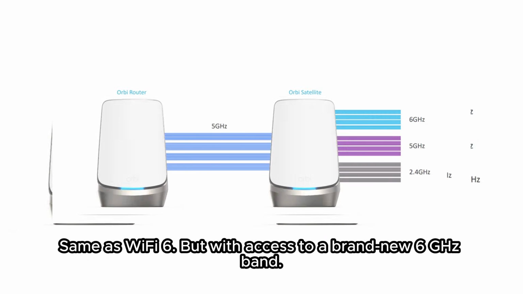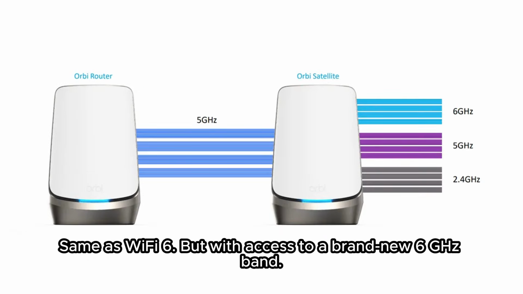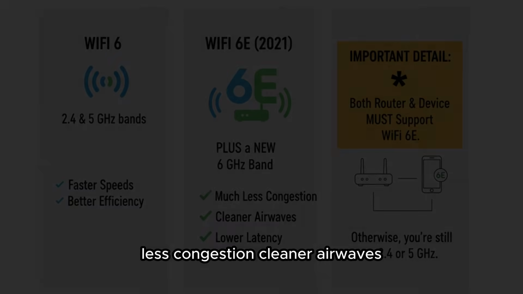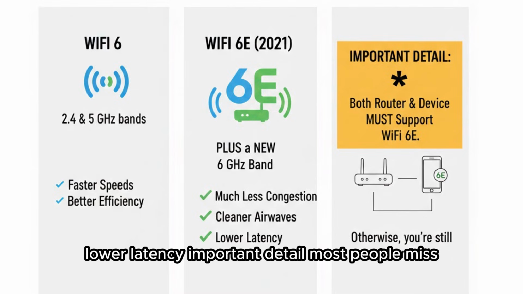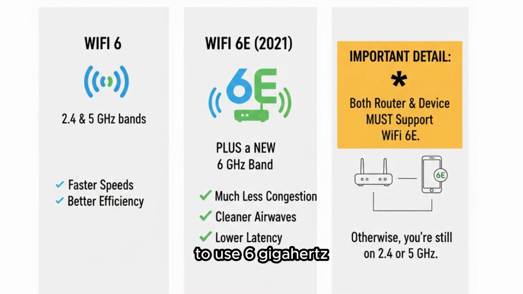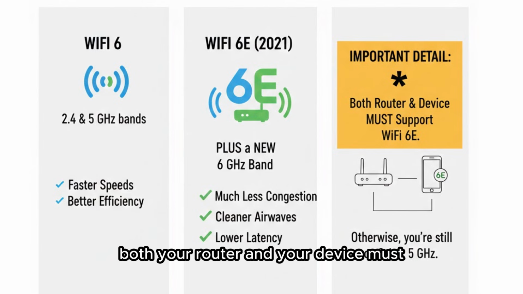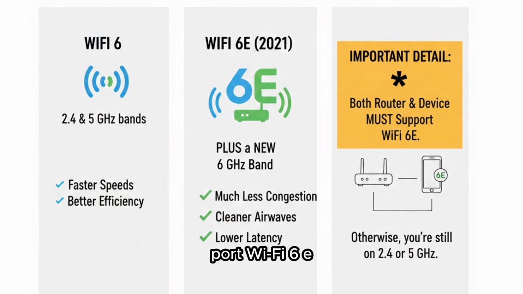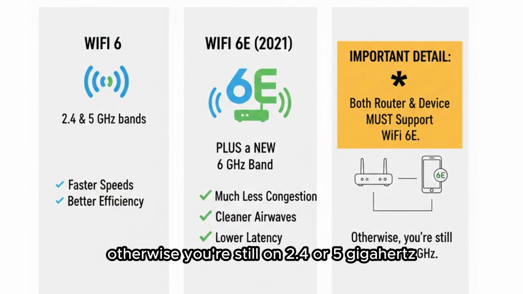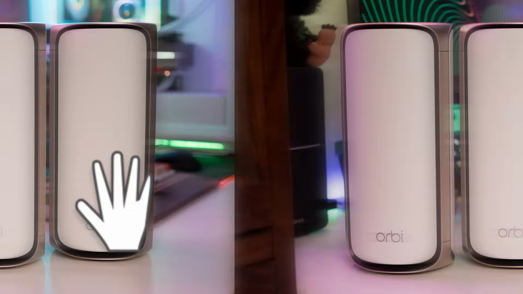Same as Wi-Fi 6, but with access to a brand new 6 GHz band. Less congestion, cleaner airwaves, lower latency. Important detail most people miss. To use 6 GHz, both your router and your device must support Wi-Fi 6E. Otherwise, you're still on 2.4 or 5 GHz.